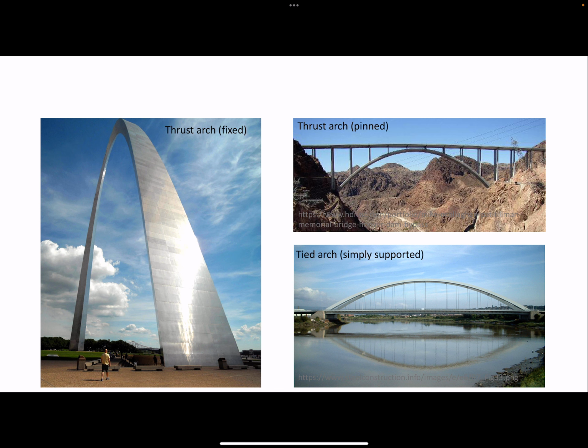Yeah, it's the bridge that's by the Hoover Dam. So you can't tell from the picture, but the supports at either end are pinned. And then below you have an example of a tied arch that's simply supported. So the bridge deck here acts as the tie.